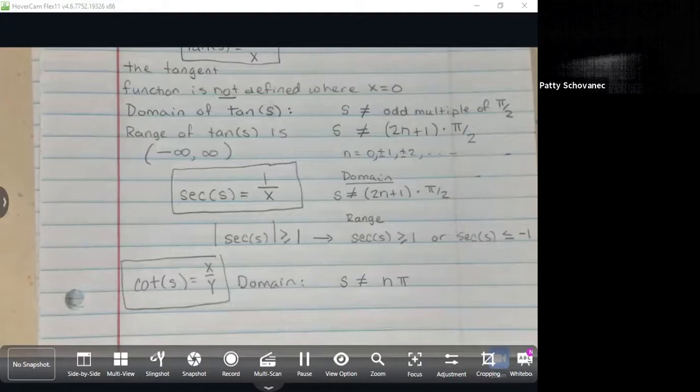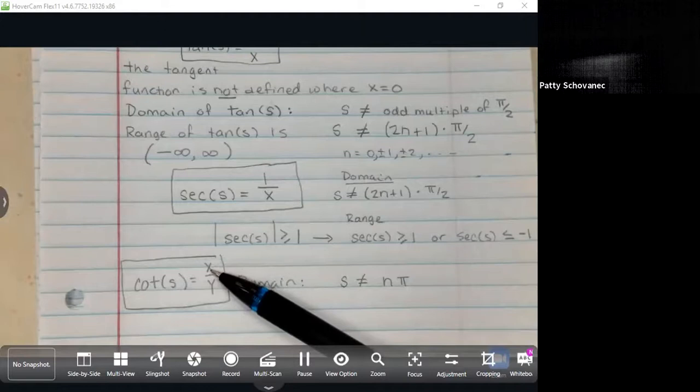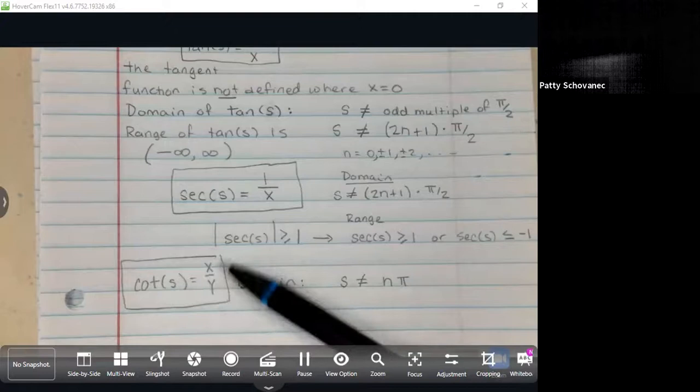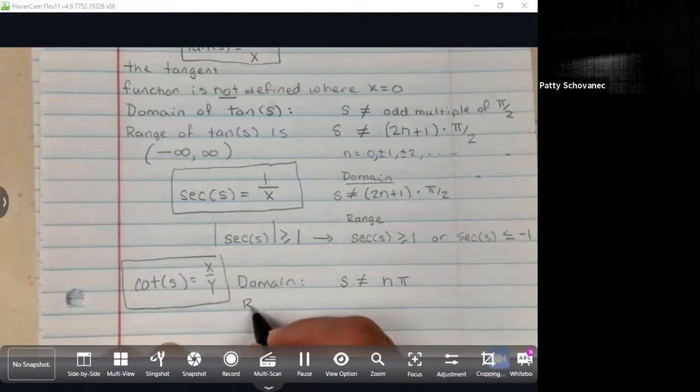And just like the tangent function, I can make the cotangent as big as anything you can imagine. X just has to be 1 or close to 1, and y would be something real close to 0, and then this number gets really large. So the range of the cotangent is just like the range of the tangent, between minus infinity and infinity.